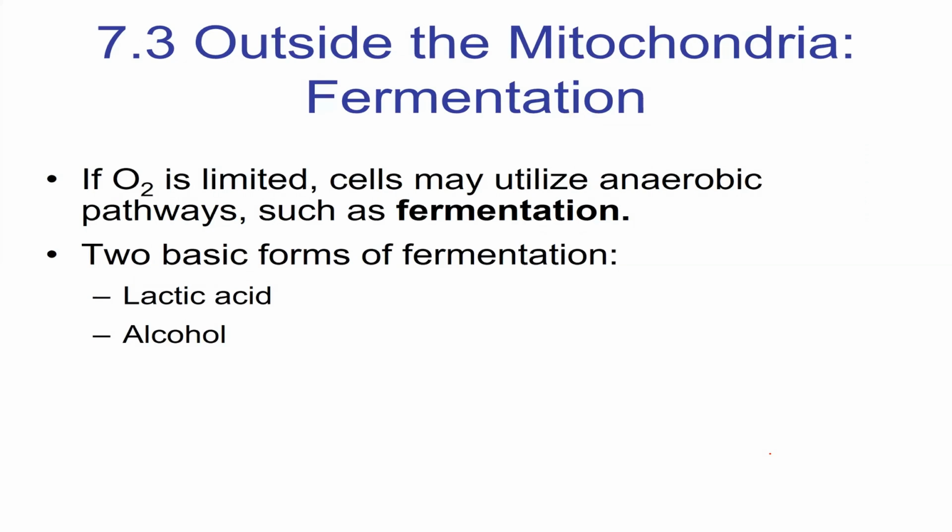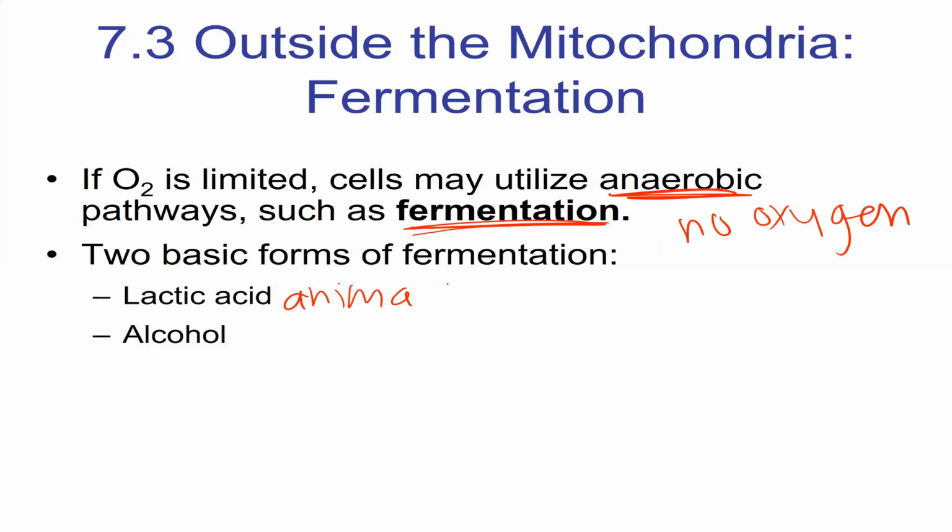Now, remember when I said that a lot of ATP in cell respiration is going to be aerobic, meaning that it needs oxygen, but sometimes cells don't have oxygen readily available, so we have to move on to anaerobic, which means no oxygen. And it's also called fermentation. So if you see anaerobic respiration or fermentation, it's technically talking about the same thing, okay? And there's 2 basic forms of fermentation. Lactic acid, which occurs in animals, and then alcohol, which is going to be in plants.